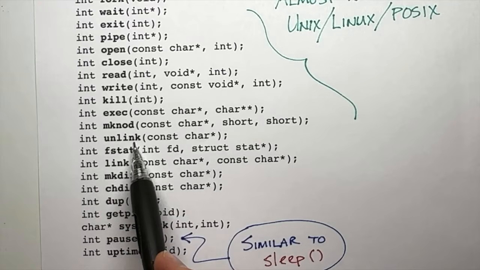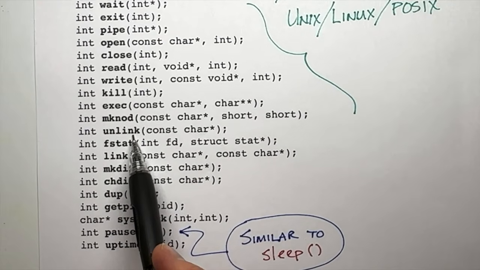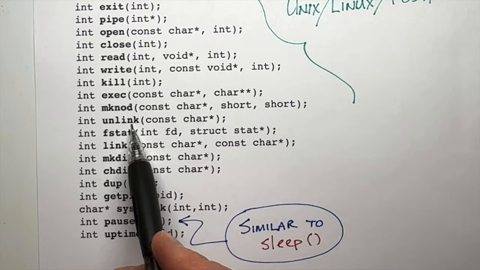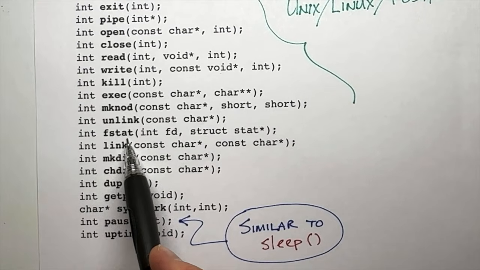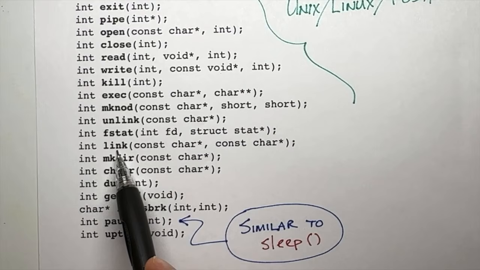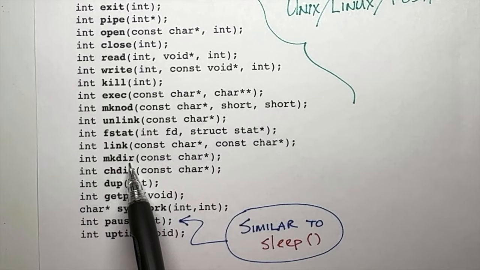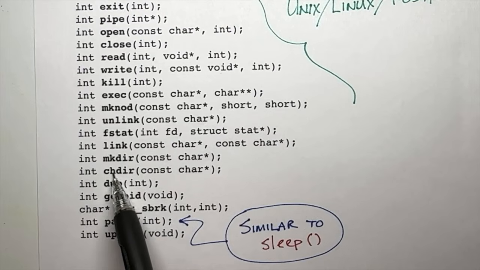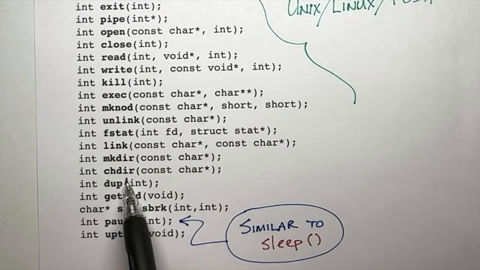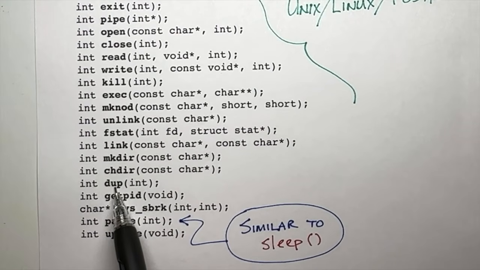Unlink is used to delete files. It'll remove a file from a directory, and if this is the last link to the file, it'll remove the file as well and reclaim the space that it was occupying. fstat is used to retrieve information about a file. Link is used to create an entry in a directory to an existing file. Make dir, or make directory, is used to create a new directory. There's a notion of the current working directory, and we can change directories with change dir. And dup is used for copying file descriptors.